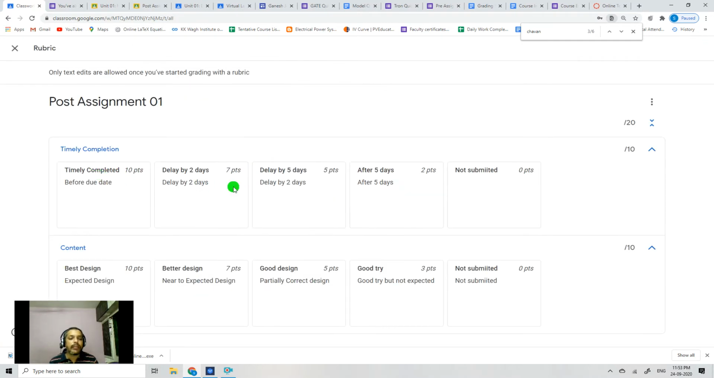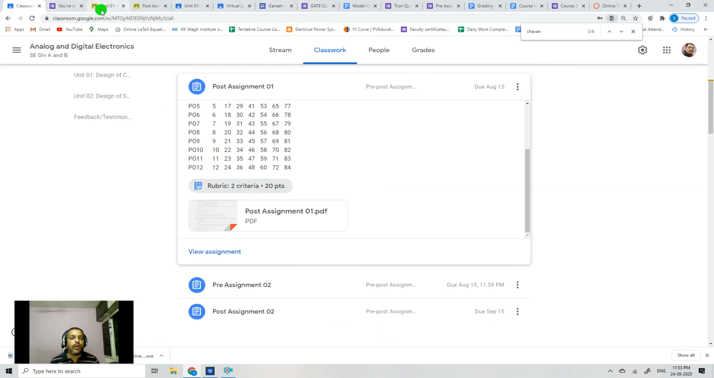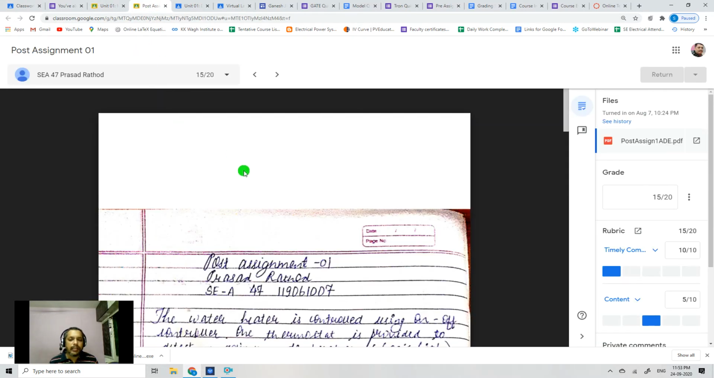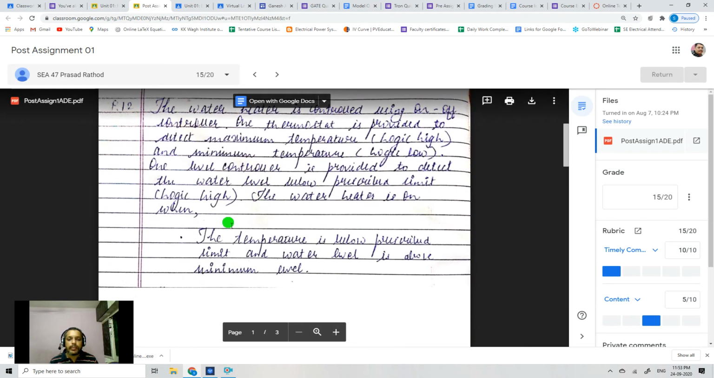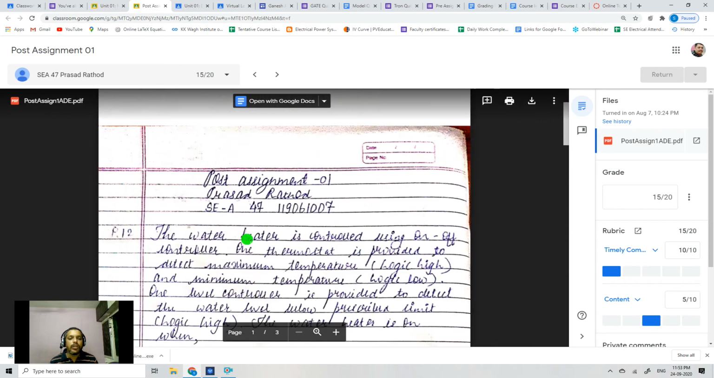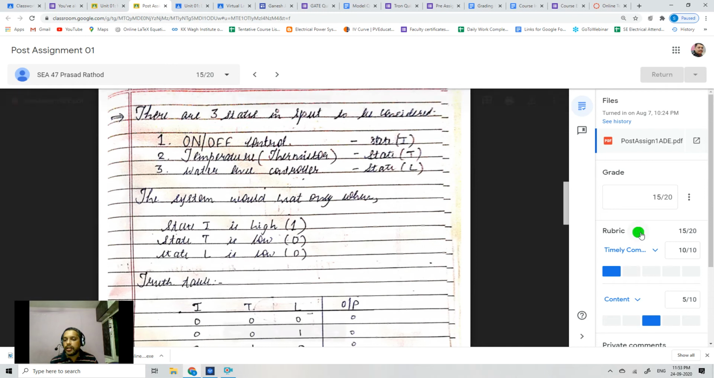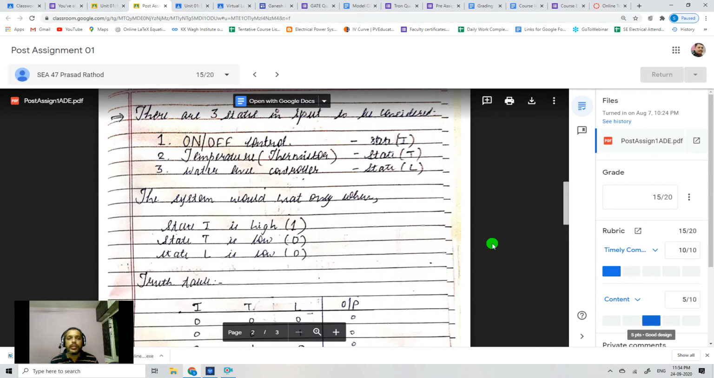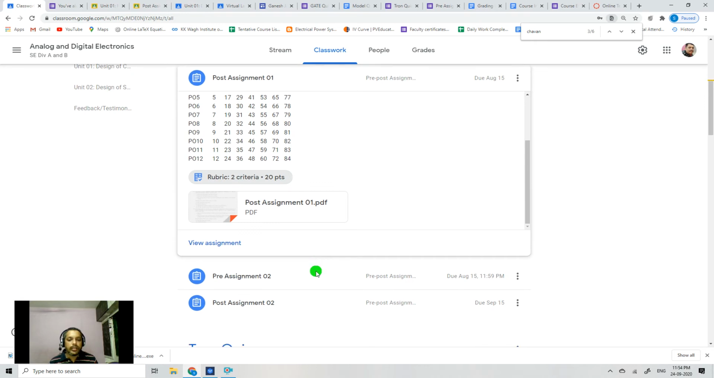The rubrics are based on timely completion, delay by 2 days, delay by 5 days, then content: best design, better design, good try, and not submitted. Okay, so I will show you one example of the post assignment. Here you will observe that this student Prasad Rathod has submitted the post assignment. This is the post assignment question which is assigned to him. He has answered the post assignment question, and here you can observe the rubrics which I have prepared for his assessment, and accordingly I have responded to these rubrics. So you can observe these are the rubrics which I have responded. Okay, so through this I have assessed this.